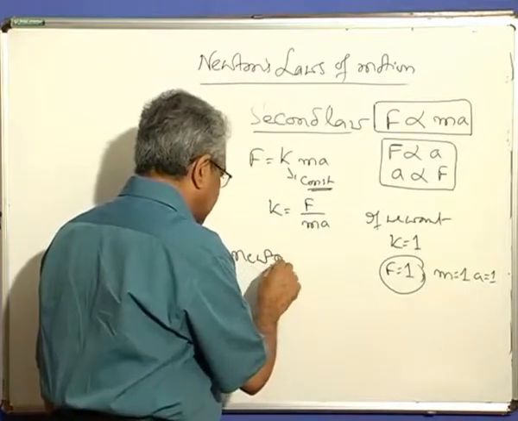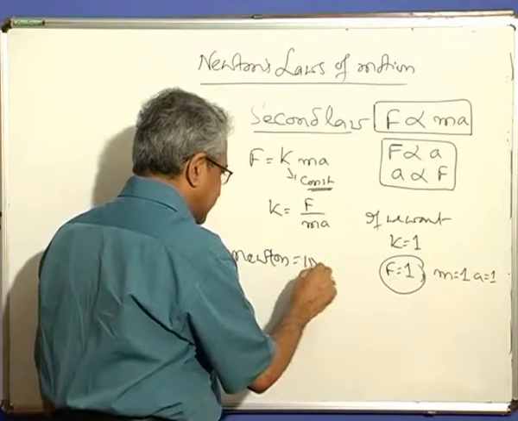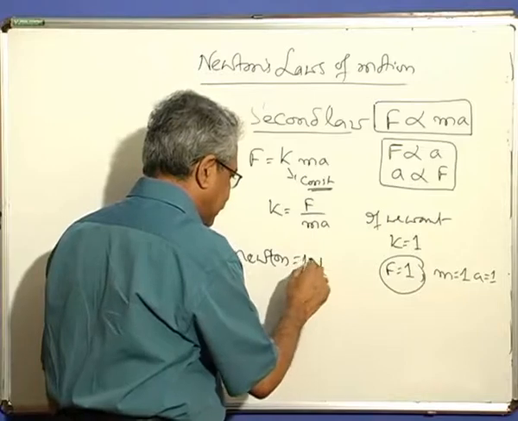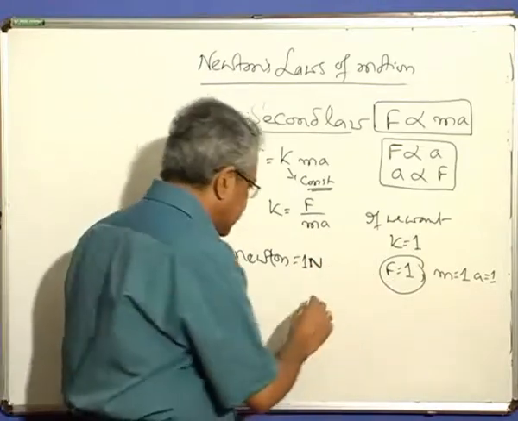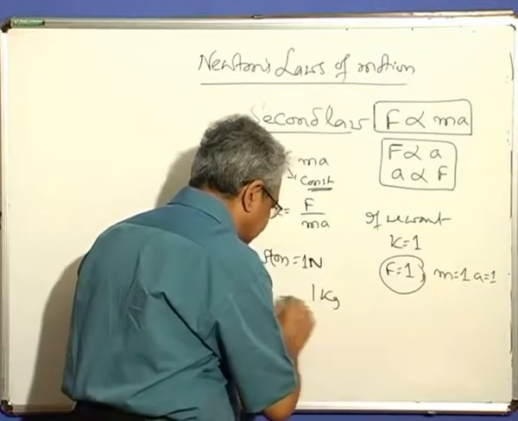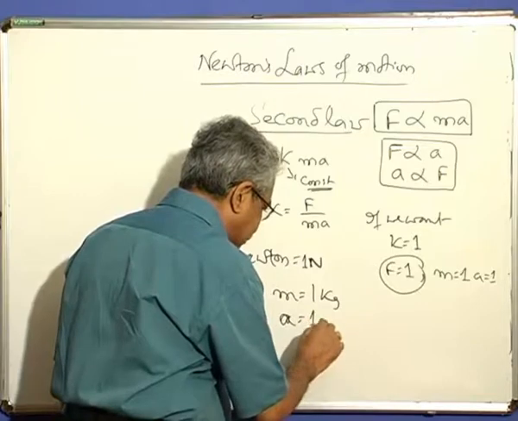A Newton is the unit for force. We show it like this generally while writing the symbols. What is a Newton force? One Newton force is that which, while acting on a body of mass 1 kg, will generate an acceleration in it equal to 1 meter per second squared.